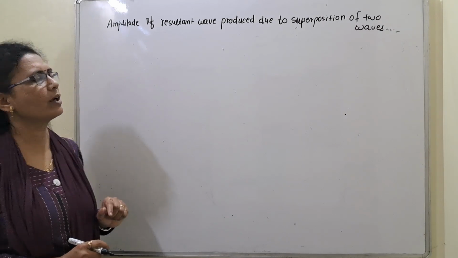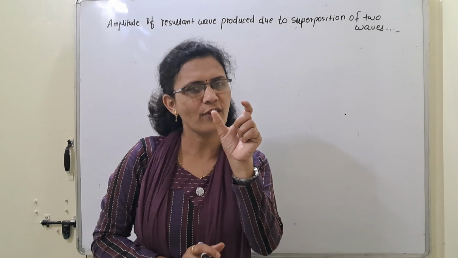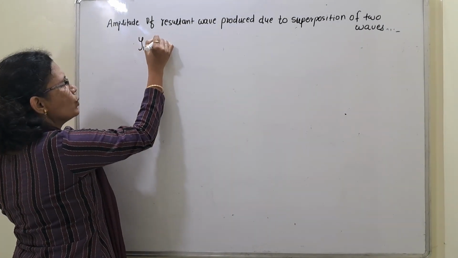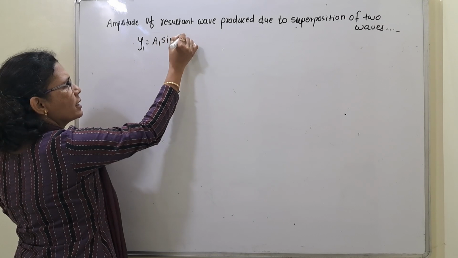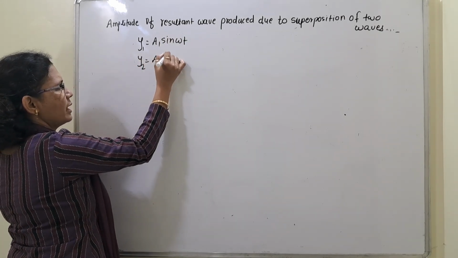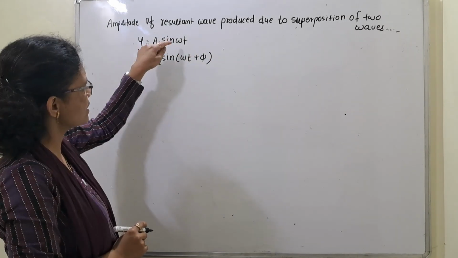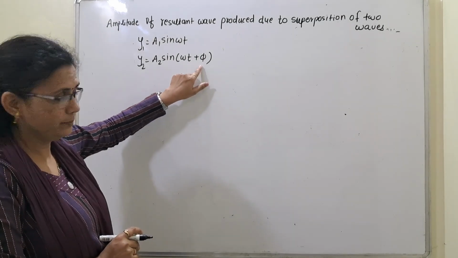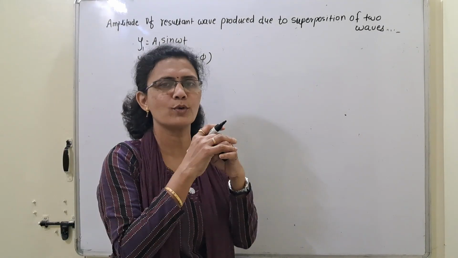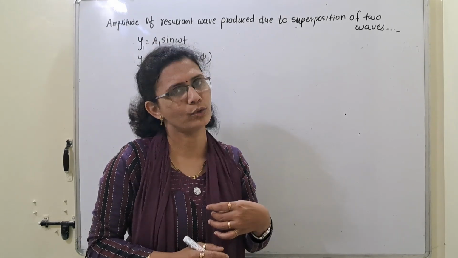For this derivation, we have to consider two waves with different amplitudes and some phase difference between them. So I will consider one wave as y1 is equal to a1 sine omega t, and another wave as y2 is equal to a2 sine of omega t plus phi. Here there is a phase difference phi between these two waves. If these two waves superimpose with each other, we have to find the amplitude of the resultant wave.